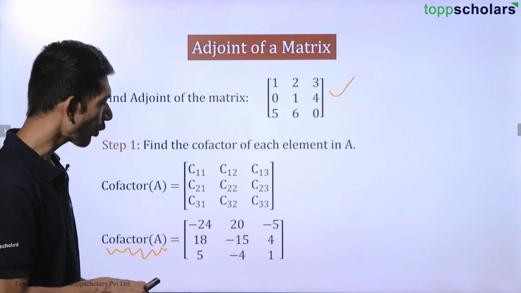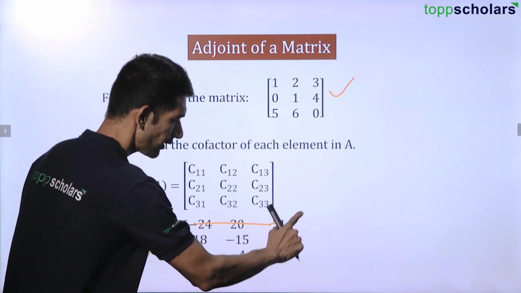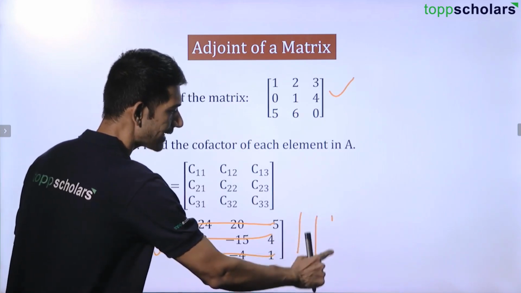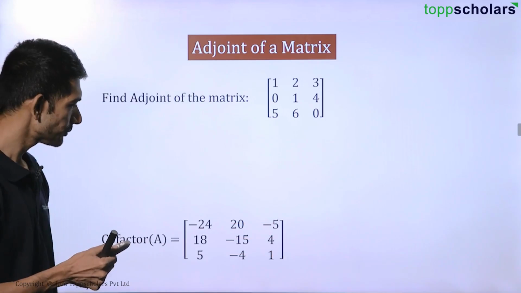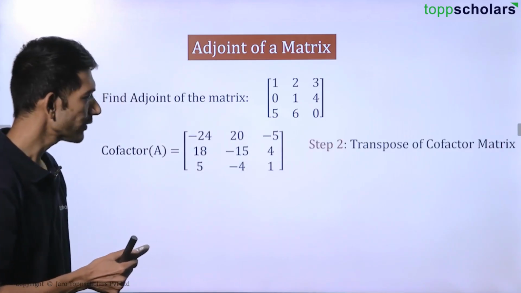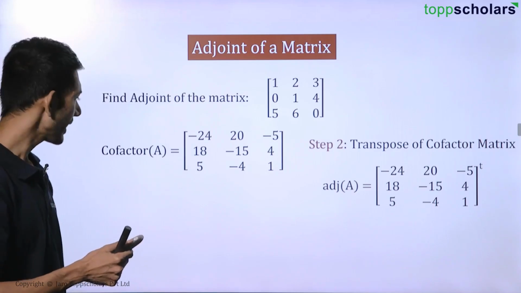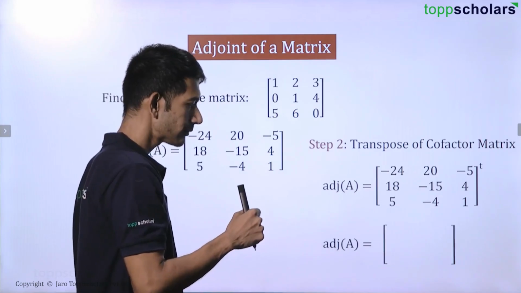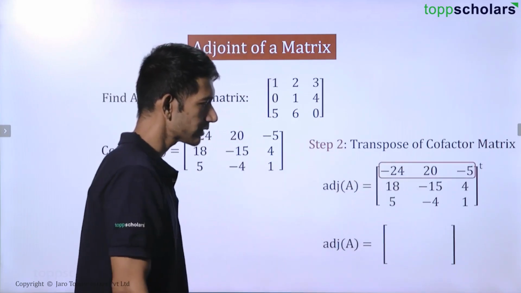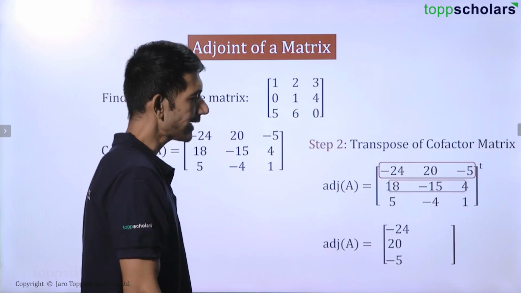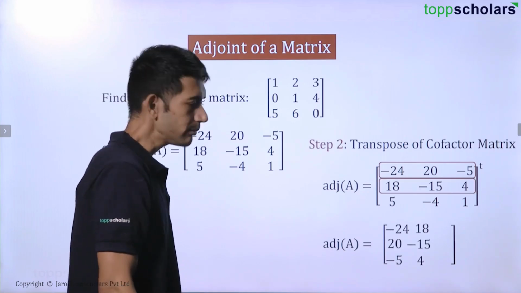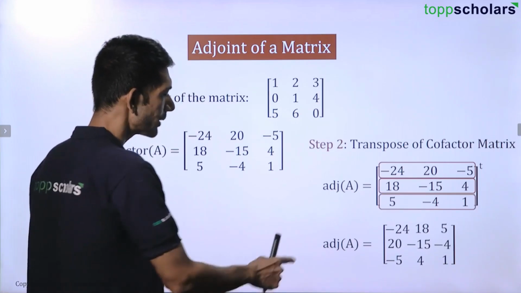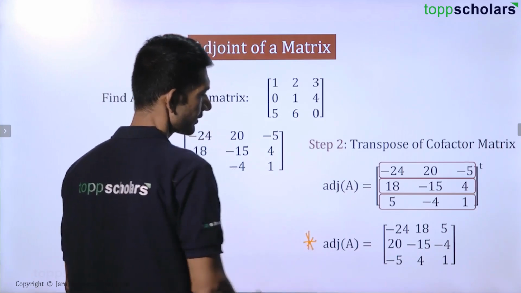Now to take the adjoint, what we are going to do is, this first row we'll write in the first column, the second row we'll write in the second column, the third row we will write in the third column. So let us take the transpose of this. We have the cofactor matrix, and to take the adjoint, the first row will become the first column. See, observe, this is the first row, first column, second row, second column, third row, third column, that's it. And this is called the adjoint matrix.